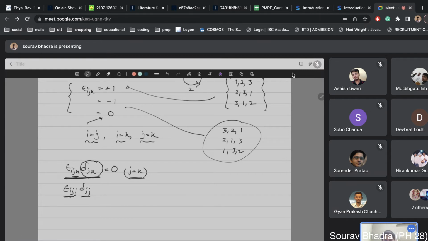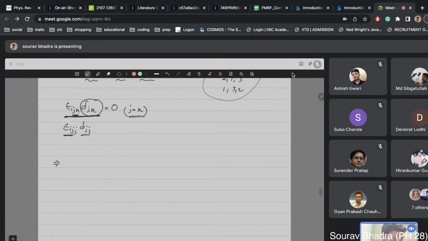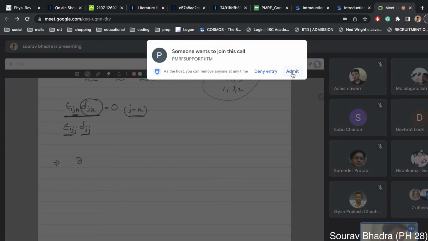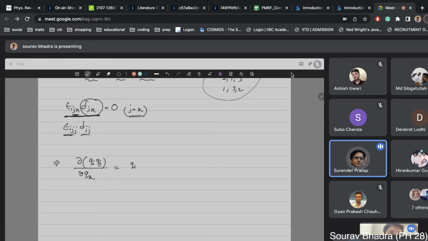Okay, now the next one I will do at last. Now let us go to the differentiation of generalized coordinates. So the question was the derivative of qi qj with respect to qk. This is the general differentiation type thing.